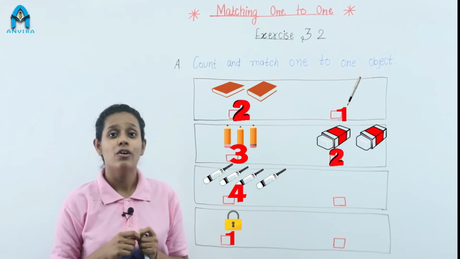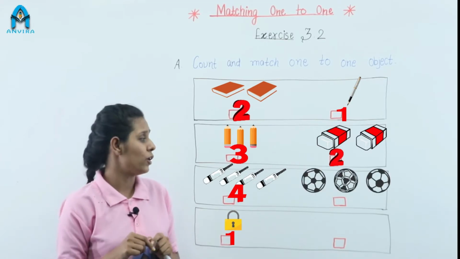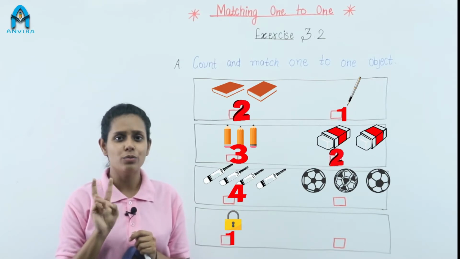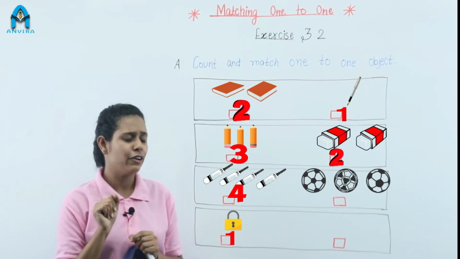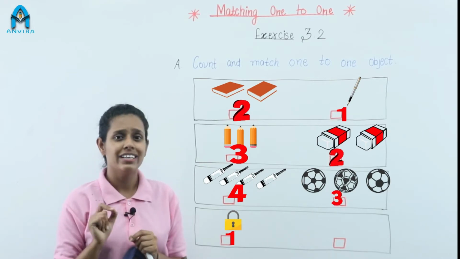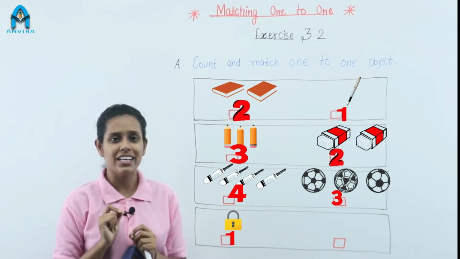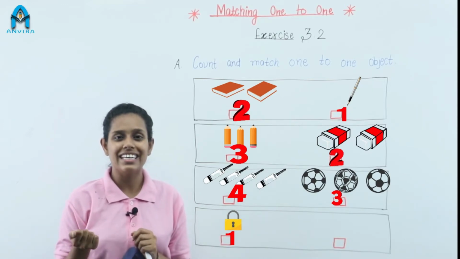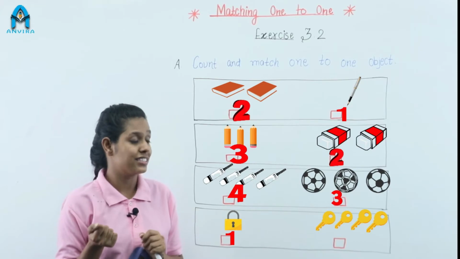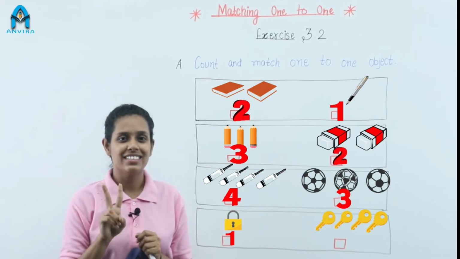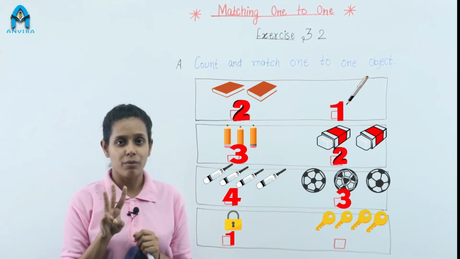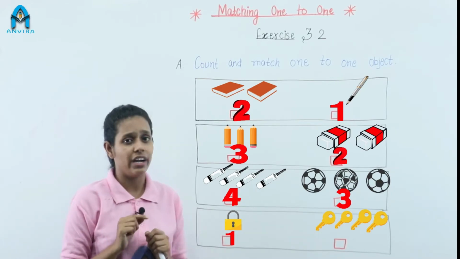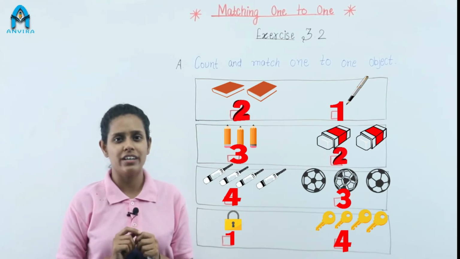Look at the next. Footballs. How many footballs? Let's count. 1, 2, 3. 3 footballs. Now, write number 3 in placeholder. Now, look at the next picture. What is this? Keys. How many keys? Let's count. 1, 2, 3, 4. 4 keys. You have to write 4 in placeholder.